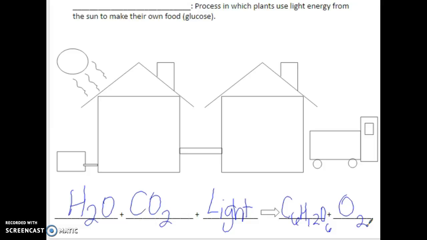On the left side of the equation, that water, the carbon dioxide, and the light energy, we call those the reactants. On the right side of the equation, we call those the products. And that is photosynthesis.